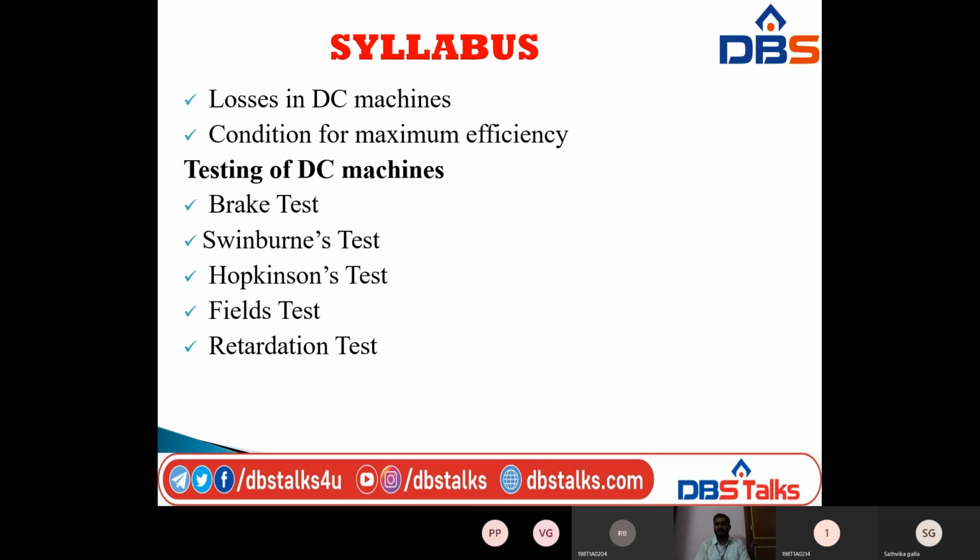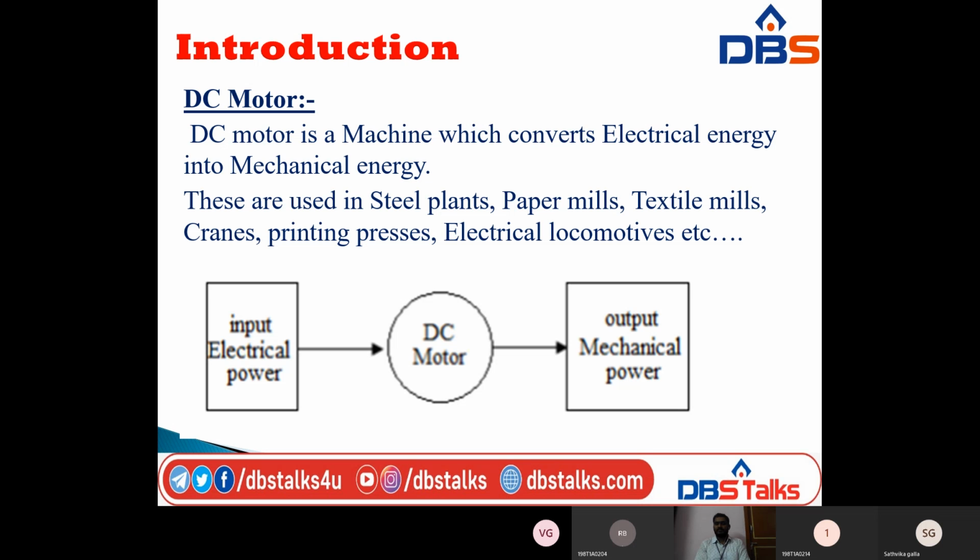Now I'm starting with the introduction part. Basically, I'm discussing the DC motor, so I'm starting with the DC motor definition. A DC motor is a machine which converts electrical energy into mechanical energy. These motors are used in steel plants, paper mills, textile mills, cranes, printing presses, electrical locomotives, etc. This is the diagrammatic representation of the energy conversion process in a DC motor. Firstly, we give electrical energy as an input to the DC motor, and the DC motor converts this electrical energy into mechanical energy. This mechanical energy is also called torque.